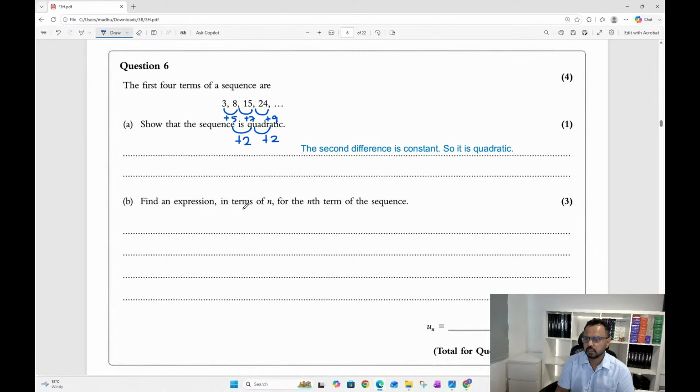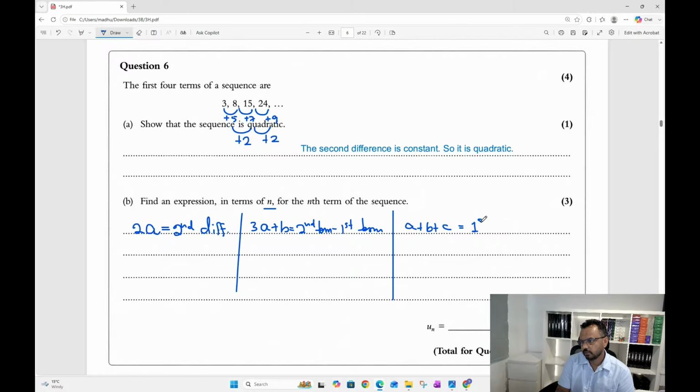Find an expression in terms of n for the nth term of the sequence. So remember, there are three formulae you need to know. 2a is the second difference. That's one. 3a add b is the second term take away first term. And finally, a add b add c is equal to the first term. So we use this number, then this number, then this number.